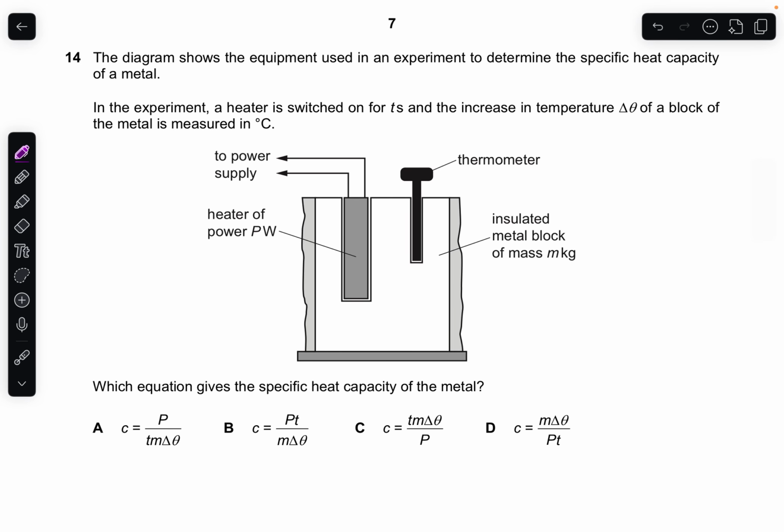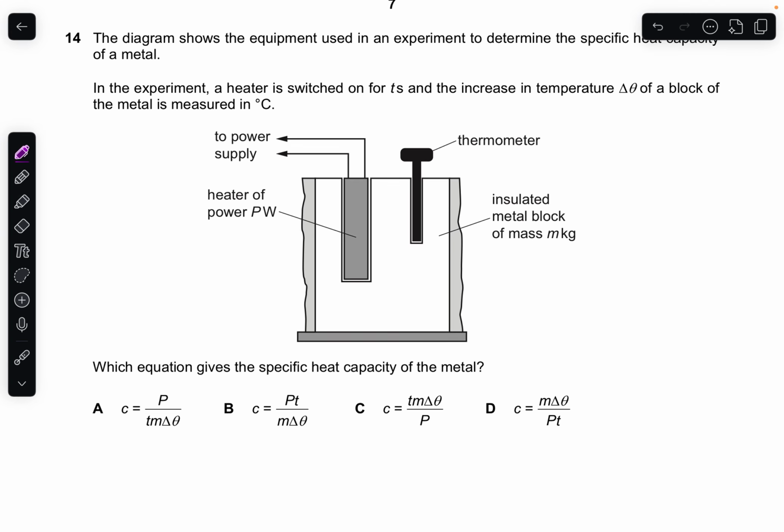The diagram shows the equipment used in an experiment to determine the specific heat capacity of a metal. In this experiment, the heater is switched on for this time and the temperature changes by that much. Which equation gives the specific heat capacity? All the options are given in terms of P, the power. The relation we know is C is equal to E divided by m delta theta. But we have the options in terms of power, so we have to check the relation of energy and power. Energy is equal to power multiplied by time. So you can put that here, and you will get option B, that is correct.